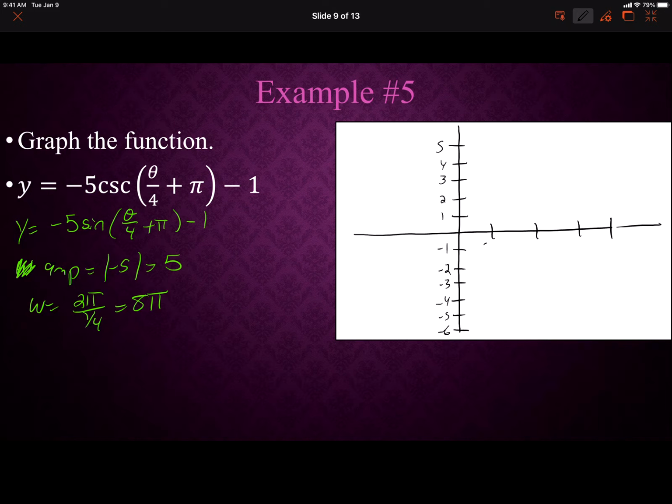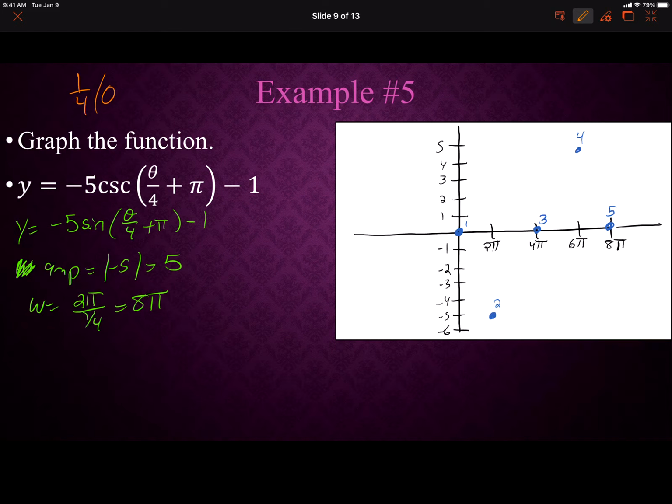Our quarter period would be 2 pi. Our half period is 4 pi. 3/4 period is 6 pi. Full period is 8 pi. So the original points for sine would start at 0, then go to -5, then go back to 0, up to 5, back to 0. And as for the shifting, remember that's based on factoring.